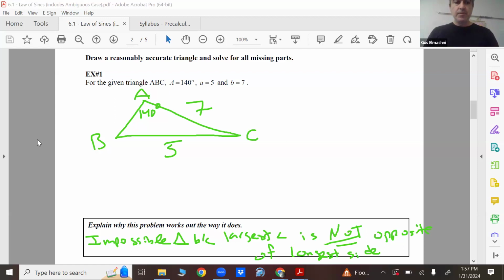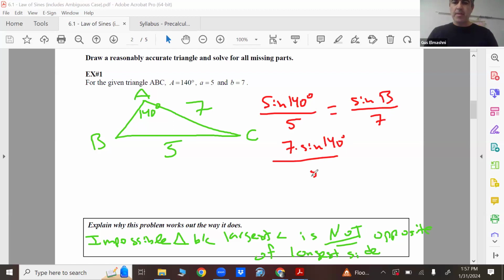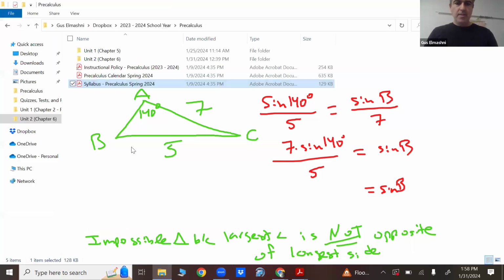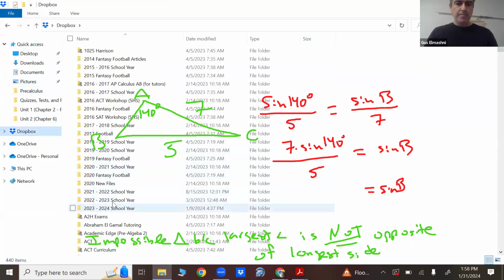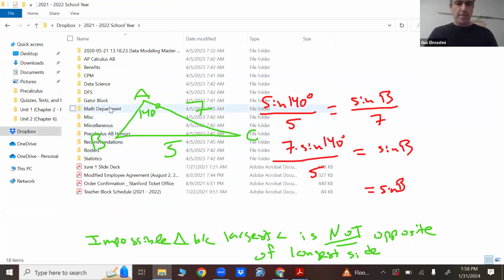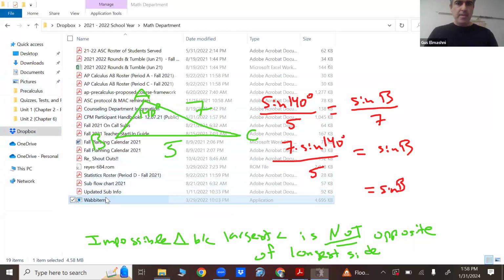So let's work it out, just to see what happens. So here we have this. I'll multiply both sides by 7. Please be careful with your fraction arithmetic. And this is where I use my graphing calculator app. Let's see here.